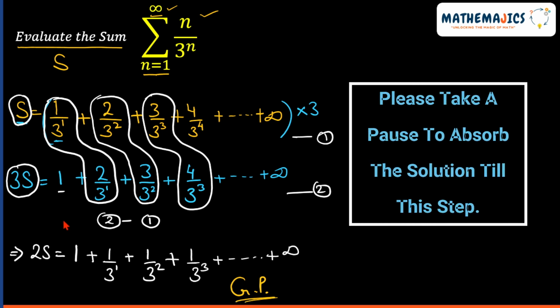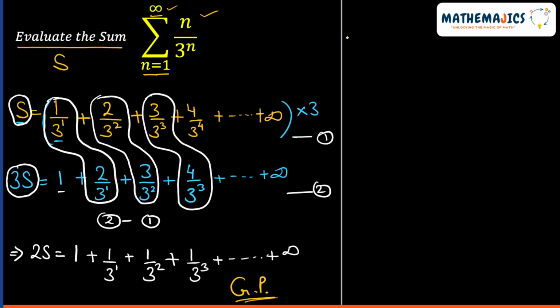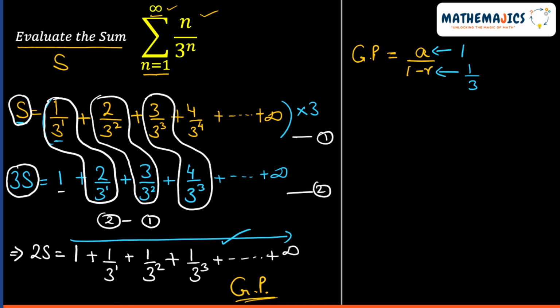So let's see what is the sum of this geometric progression till infinity. The sum of any geometric progression till infinity is a upon 1 minus r, where a is the first term and r is the common ratio. So in this series, what is a? a is 1. What is r? r is the common ratio, which is 1 by 3 in this case.